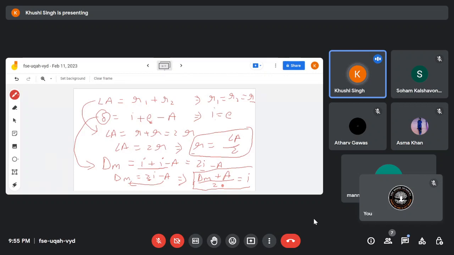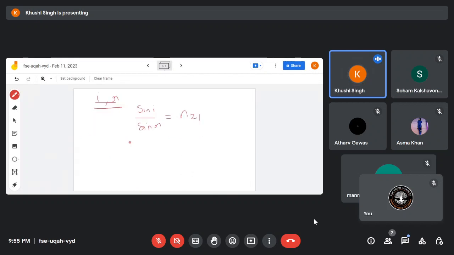Now for small angles, what do we take? See, we are taking small deviation now. If you take small deviation, the angles will become very, very small. So sine i and sine r, we can just remove the sine. What I'll have is i upon r equal to n21. That implies i is what? That is δm plus A by 2 upon, what is my r? r was A by 2. That is equal to n21.